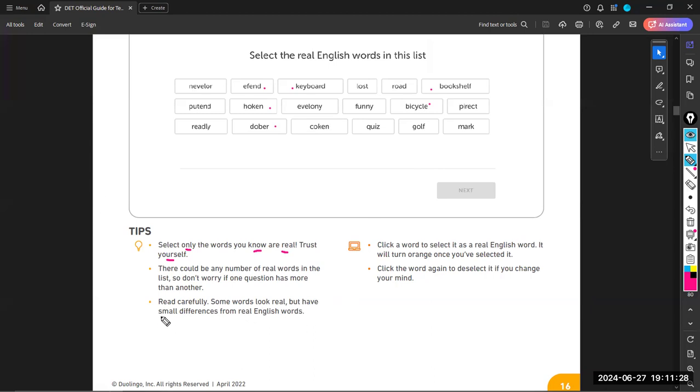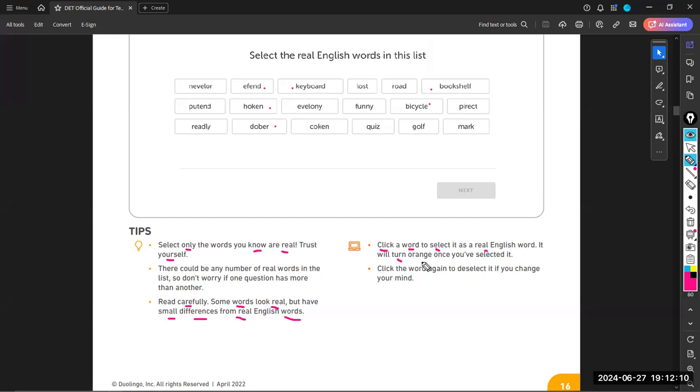Absolutely, you have to read the words carefully. Some words look real, this is how they look, but they have no meaning and have small differences from real English words. So be careful, because they are sometimes tricky. Absolutely, they are going to ask you about tricky vocabulary, the word that you think is real, but it isn't. So I have to click the correct word, the real English word.